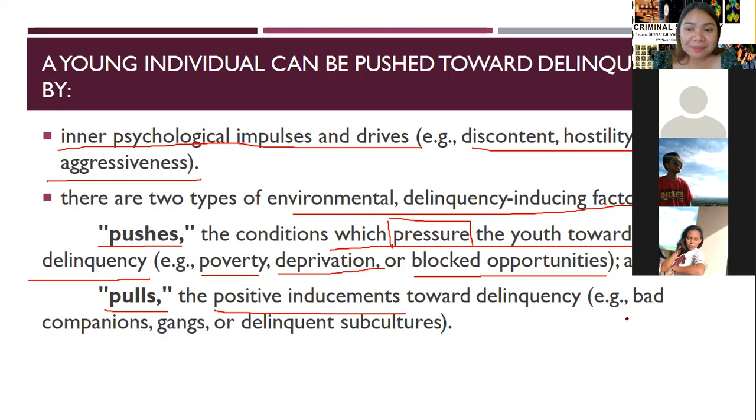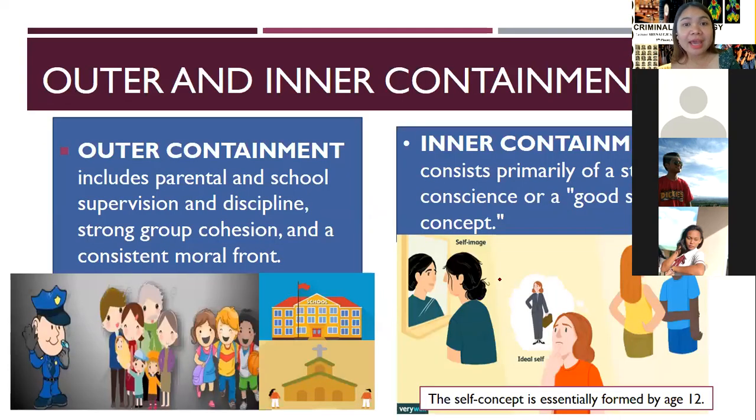Like for example, bad companions, gangs, and delinquent subcultures. Delinquent subcultures, they refer to gangs. It is just one and the same. So these are pushes and pulls, which may push a person into committing a crime.